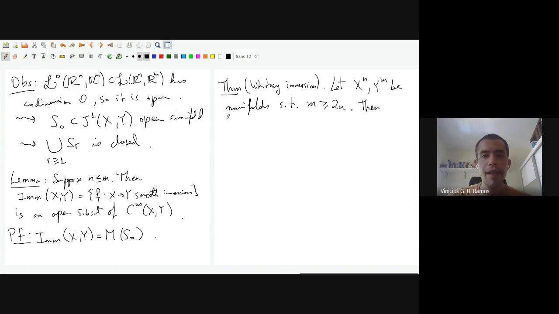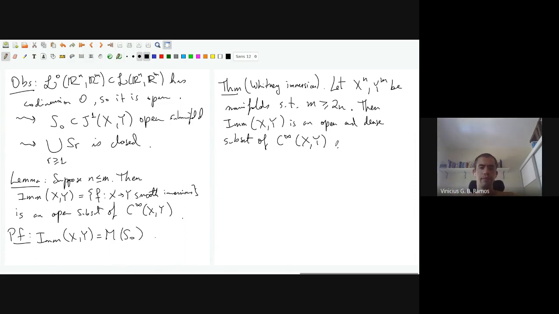Then this set of immersions from X to Y is an open and dense subset of C infinity of X, Y. This is much bigger than saying that there exists an immersion from X into R^(2n+1). This is much more general.